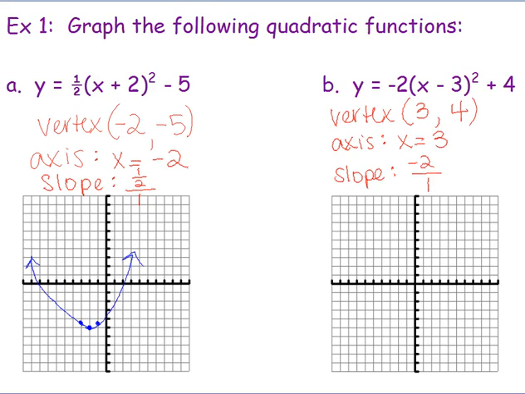So we need to graph our vertex. Right 3, up 4. So right 1, 2, 3, up 1, 2, 3, 4. There's your vertex. Our slope, we're going to go down 2 because it's negative, and left and right 1. So down 2 and to the right 1. Go back to our vertex and go down 2 and to the left 1. And so this is a skinny parabola.